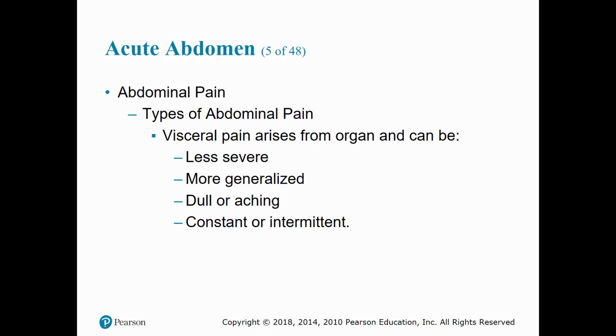Talk about the types of abdominal pain here. Visceral pain arises from organs and can be less severe, more generalized. It's really hard to localize exactly where the pain originates from. It can be dull or aching, usually some of the descriptors that patients use to describe it. It can be constant or it can be intermittent. So it can be something that lasts and doesn't let up at all, or it can come and go in waves.